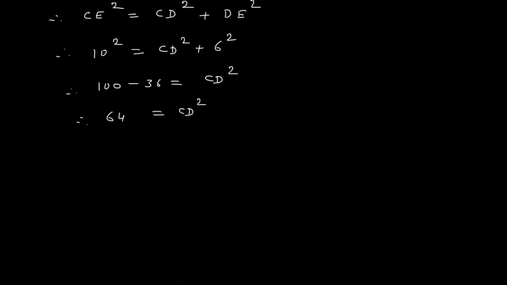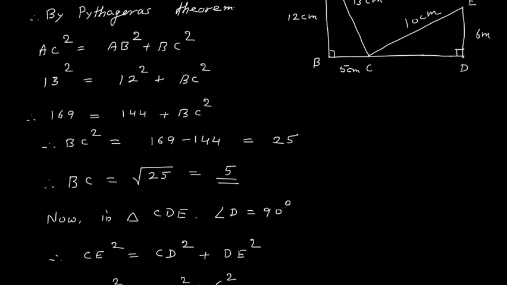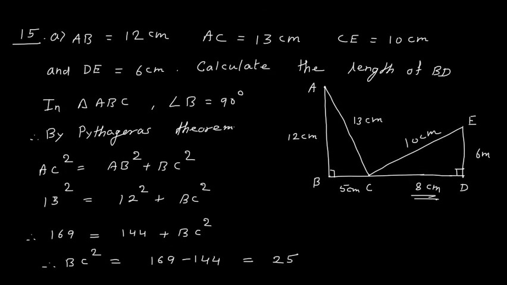So therefore, the value of CD is root of 64 is equal to 8. So the value of CD is 8. So this is 8 centimeter. Okay, this is 12, 13. We got this as 5 and this as 8.